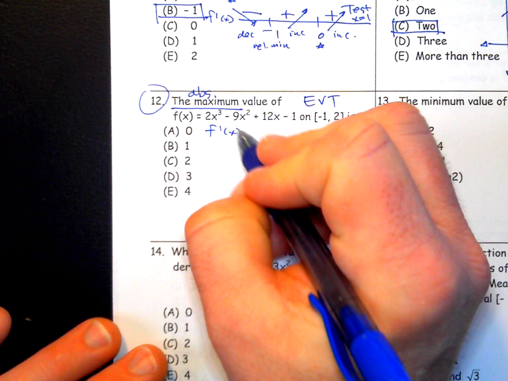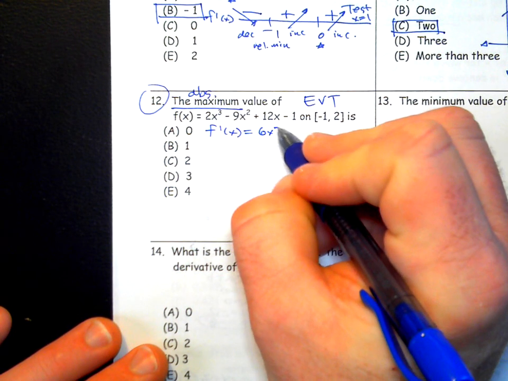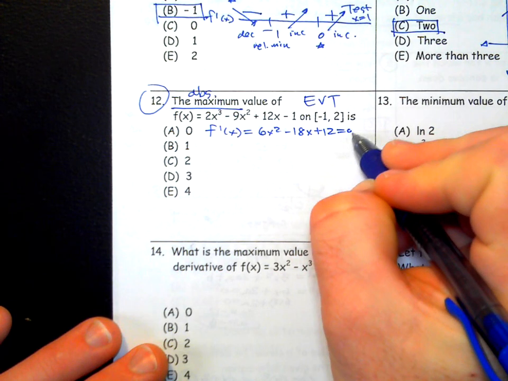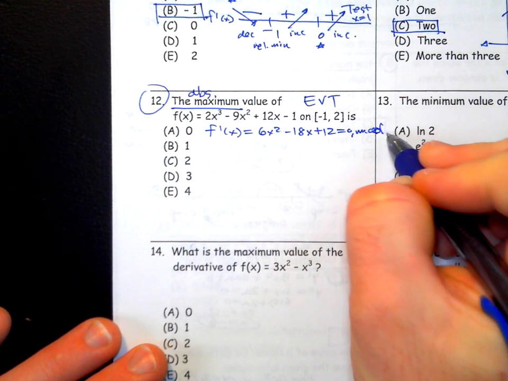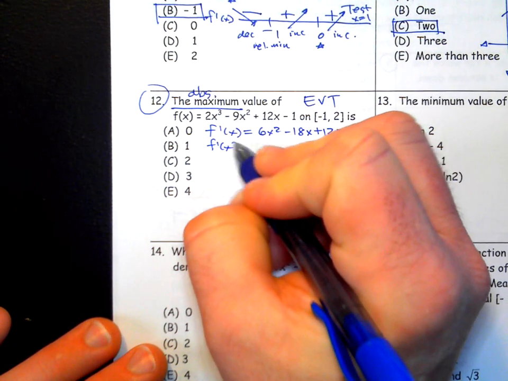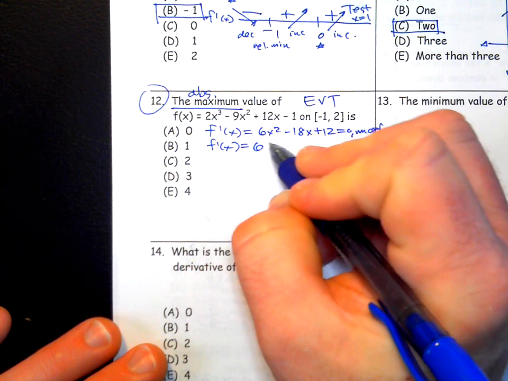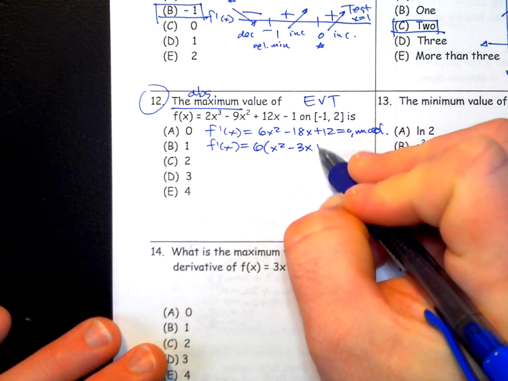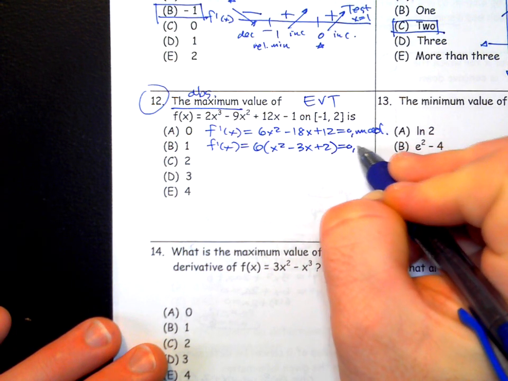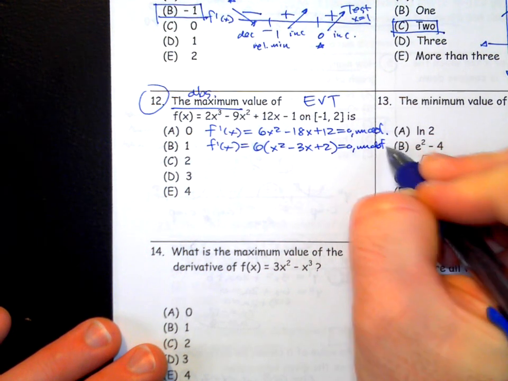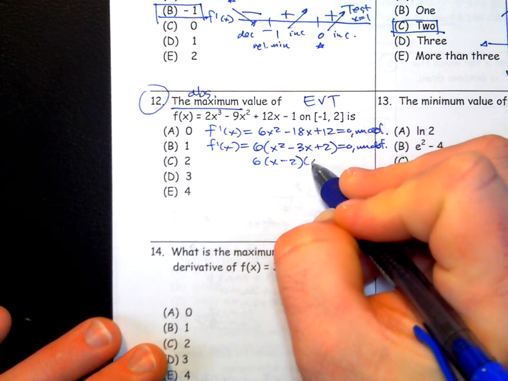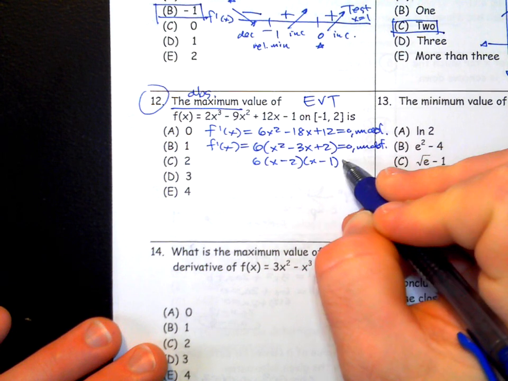So f prime of x equals 6x squared minus 18x plus 12 equals 0 or undefined. We've got to find our critical points. We're going to factor 6 out: x squared minus 3x plus 2. That just makes the number smaller for factoring, or whatever approach you have to use. So x minus 2, x minus 1, which gives you positive 2 and negative 3 in the middle.